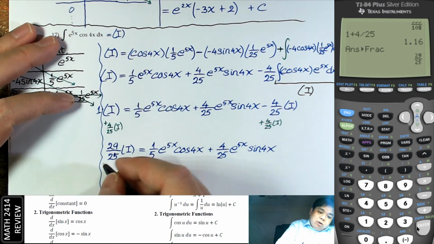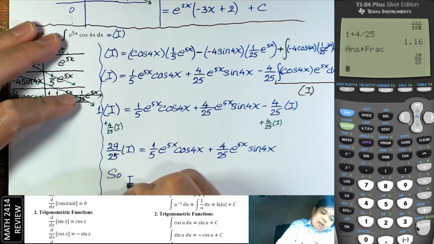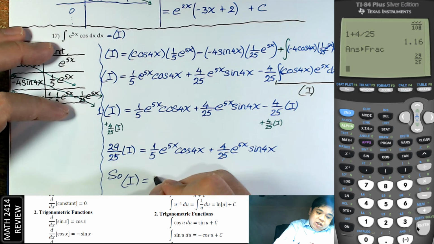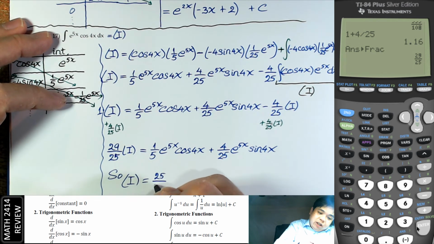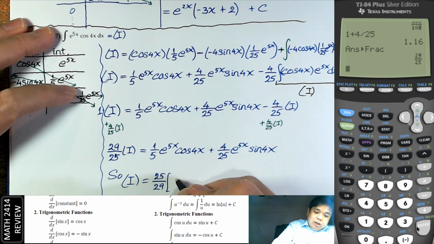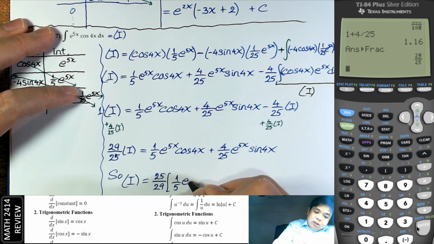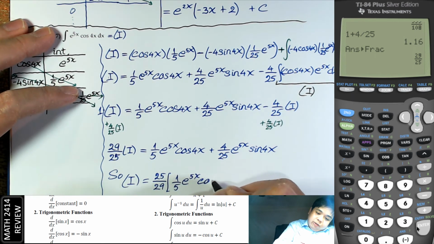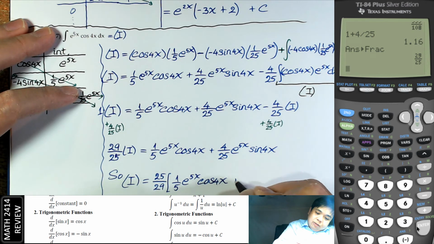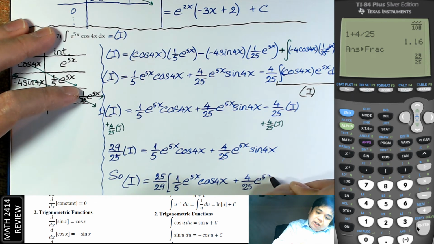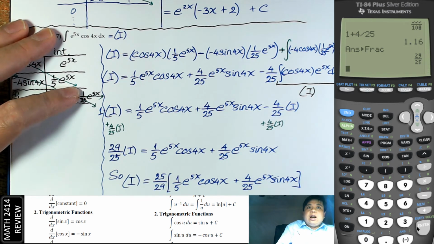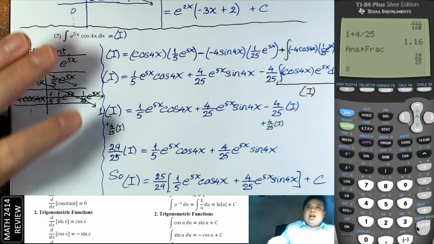And to get back to I, we multiply the reciprocal, which is 25 over 29. 1/5 e to the 5x cosine 4x plus 4/25 e to the 5x sine 4x. Right, just like in any integral, just plus a constant c at the end.